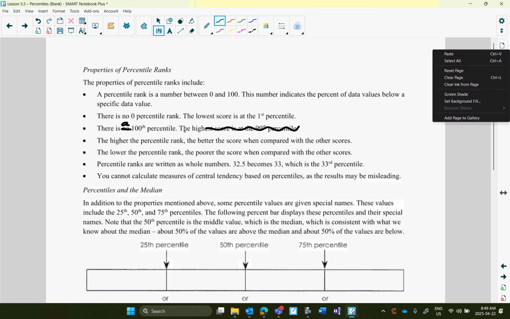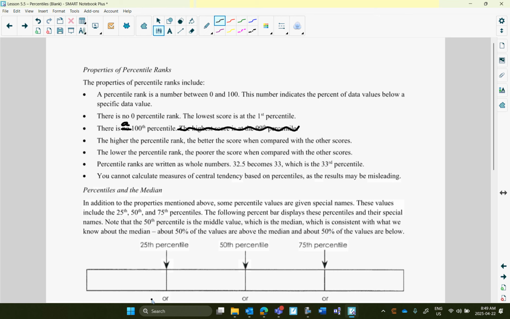Because on that previous example with those 32 marks, if you scored 97, you scored the same as or higher than 32. So 32 out of 32 is the 100th percentile. These two bullets we already talked about: the higher the percentile rank, the better; the lower, the poorer. Always round up because we write percentiles as whole numbers. And we can't calculate measures of central tendency based on percentiles, as the results may be misleading. Measures of central tendency like mean, median, and mode are separate. Going back to this one, there cannot be a 0, because if you got the lowest mark, it's still 1 out of how many wrote it.